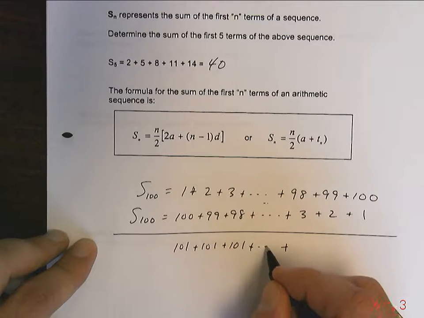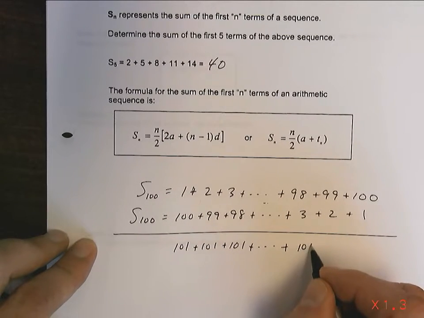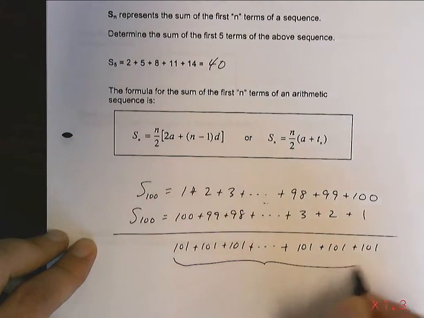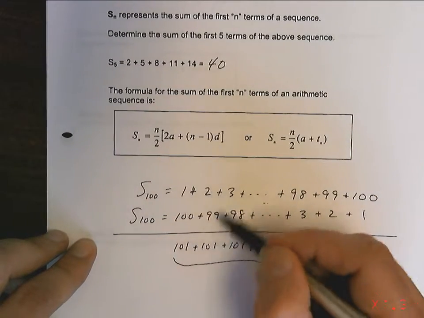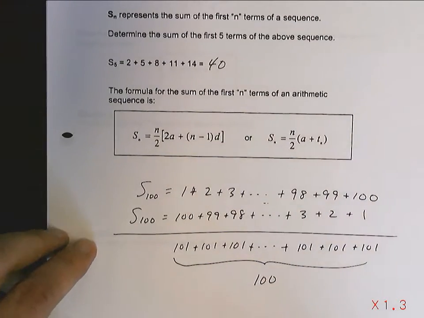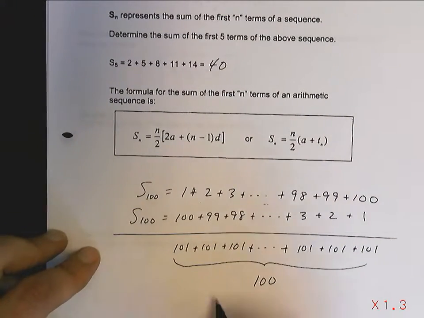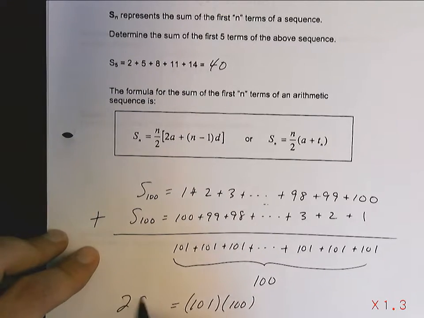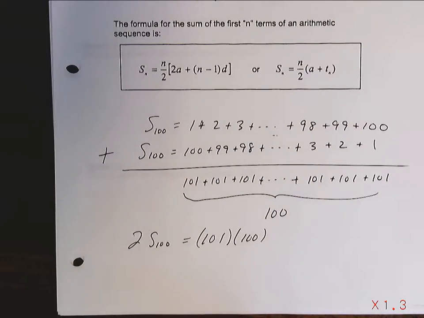Plus 101, 101, 101. How many 101s do we have here? Well, 1 column, 2 columns, 3 columns, all the way up to 100. There are going to be 100 of the 101s. So that's actually going to be 101 times 100, and that equals 2 times the sum of the first 100 positive integers.